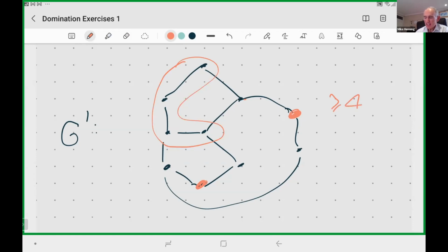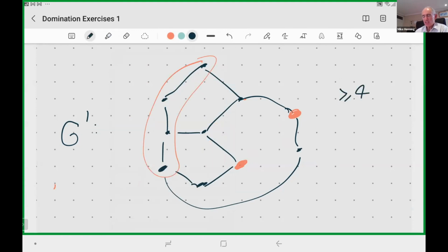And in all the cases that you check, you can very easily convince yourself that, for example, if this vertex were in, again, I'm in trouble, because now there'll be these 5 vertices, these 4 vertices. And again, to dominate those 4, I need at least 4 vertices. So it doesn't matter how you look at it, you're going to need 4.